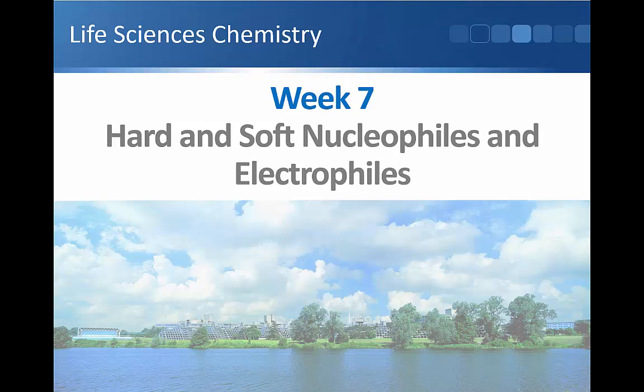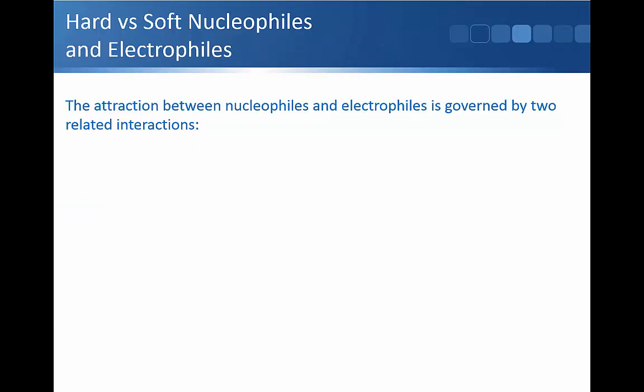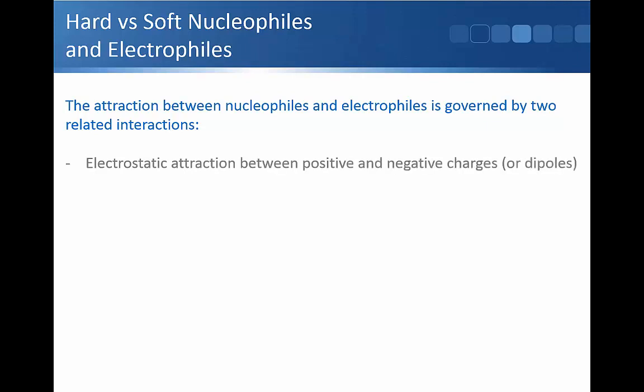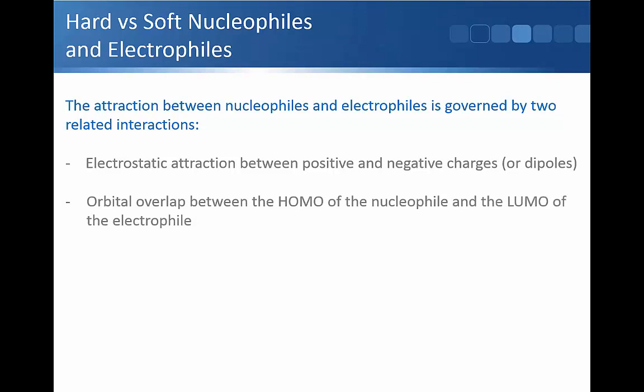Okay, welcome to this video in which I'm just going to discuss quite briefly the concept of hard and soft nucleophiles and electrophiles. You'll remember from the first video in this week's set of lectures that I discussed the two important types of interaction between nucleophiles and electrophiles that are attractive forces that bring the molecules together for reaction. The two were, firstly, electrostatic attraction between the molecules, and secondly, orbital overlap between the HOMO of the nucleophile and the LUMO of the electrophile.